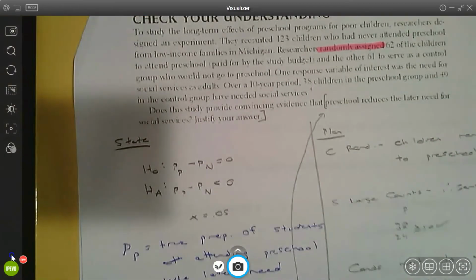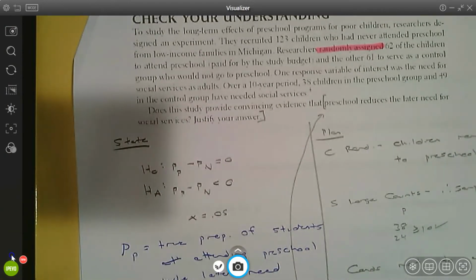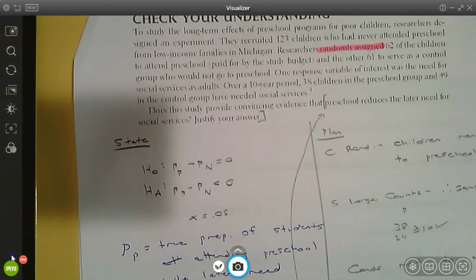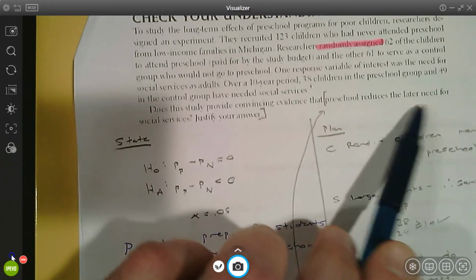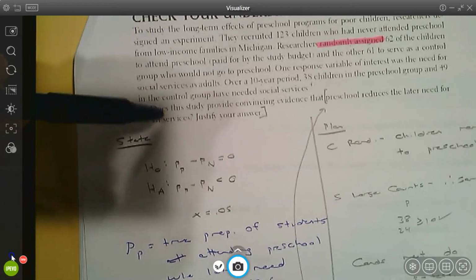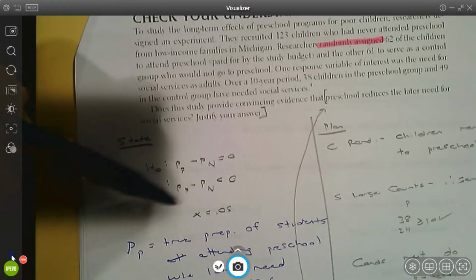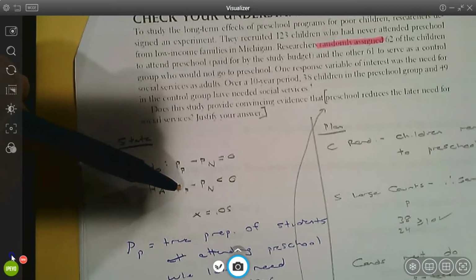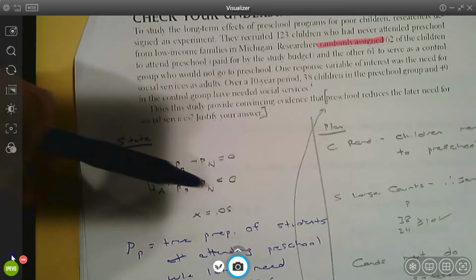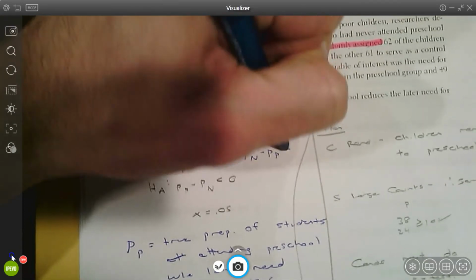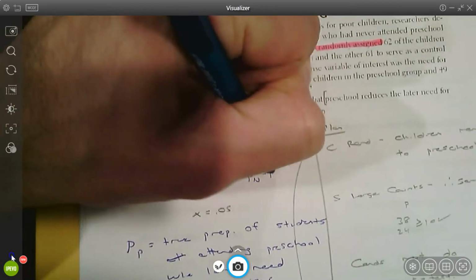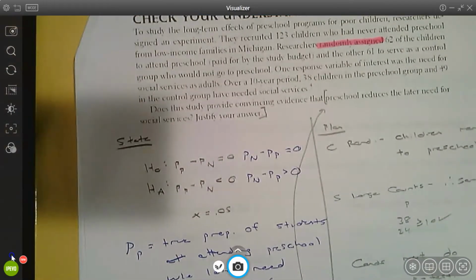So does the study provide convincing evidence? Boom, there's your hint. Convincing evidence. This is a significance test. You don't have any part A, B, C, D. It's just a huge paragraph and then that. That preschool reduces the later need for social services. So that would mean the children who went to preschool are less likely to need social services. That's why the way I set this up would be less than 0. If you did the opposite, the null would be the same, but now for the alternative, you would have greater than 0.